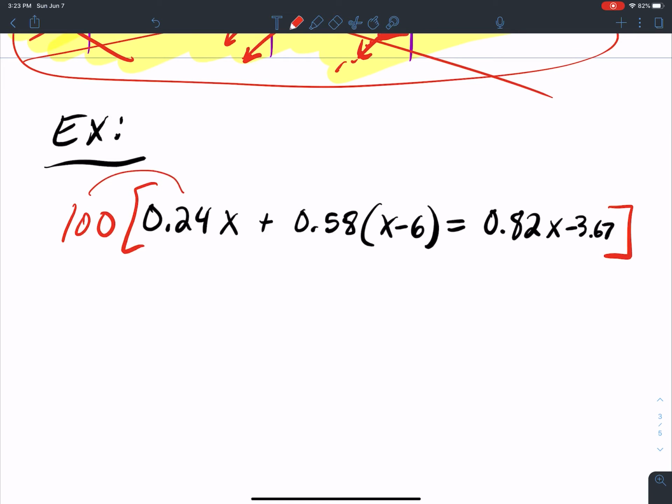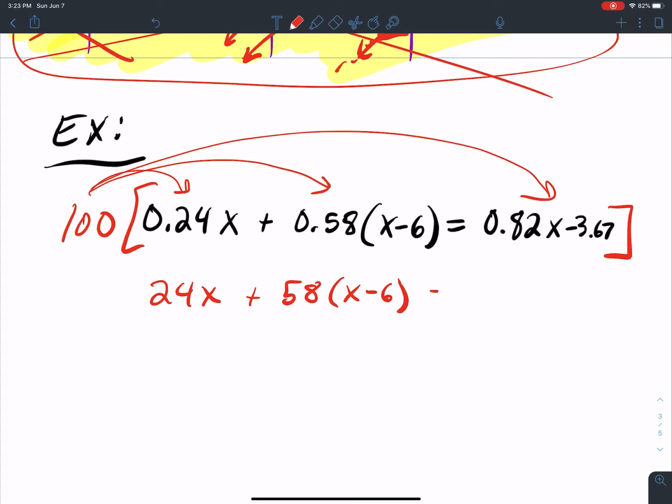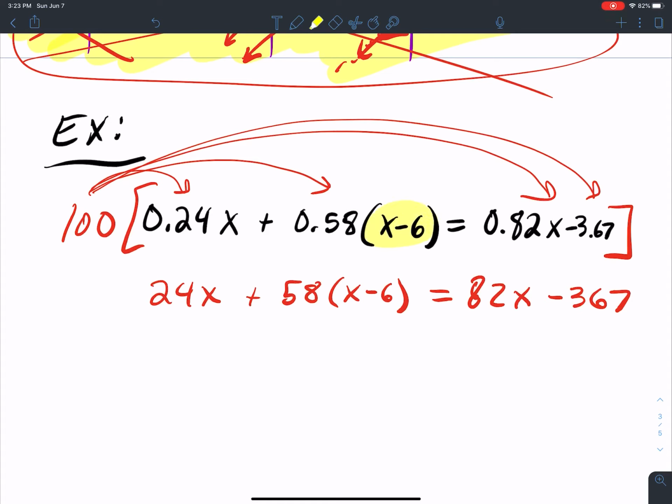And what that's going to do, if I multiply by 100, I get 24x plus 58 times x minus 6 equal to 82x and then minus 367. Now you might be asking yourself, why didn't I multiply by this piece right here? Well, you have to be careful. What's separating these two pieces? It's a multiplication, not an addition, okay?